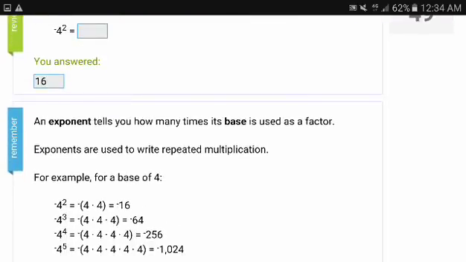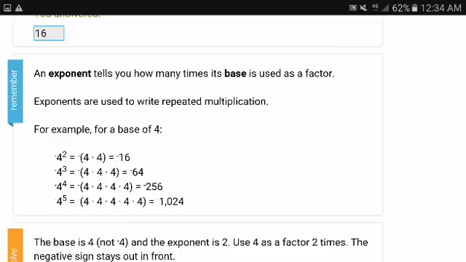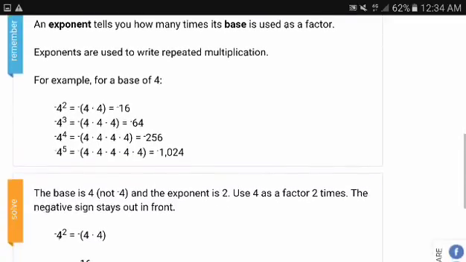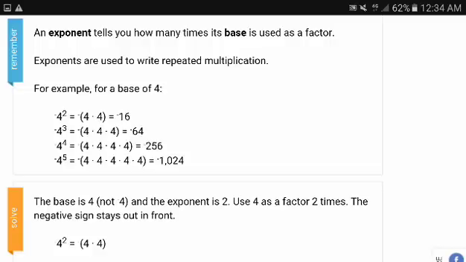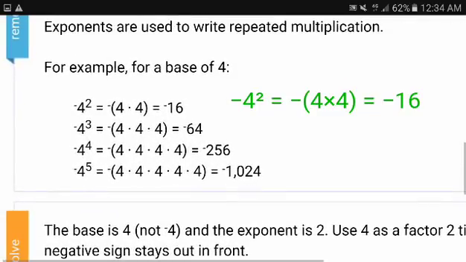An exponent tells you how many times its base is used as a factor. So exponents are used to write repeated multiplication. For example, for a base of 4, negative 4 raised to 2 equals, the negative is just set aside. So 4 times 4 equals 16, then we copy the negative sign.